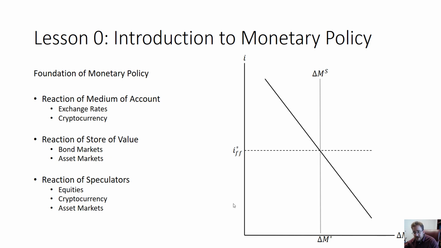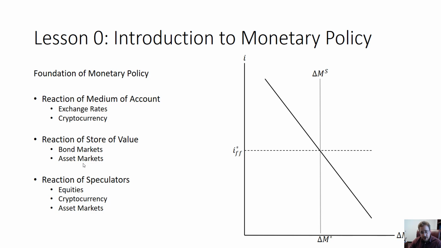In terms of the reaction of the banking system, remember that money is a service: medium of exchange, unit of account, store of value. And then I'm going to talk also about money as a speculative tool. So we're going to have people changing their behavior in response to the Fed, and that will show up in the exchange rates and cryptocurrency, the exchanges between different mediums of account.